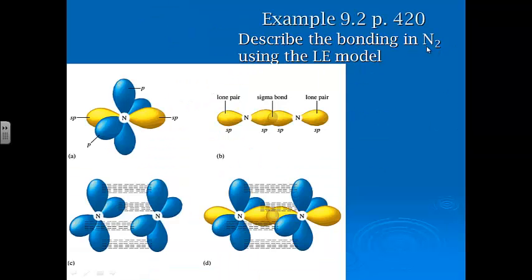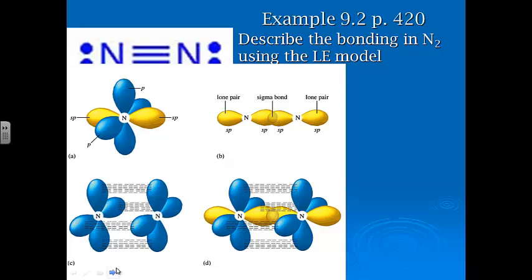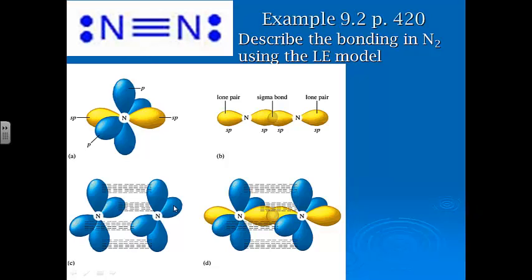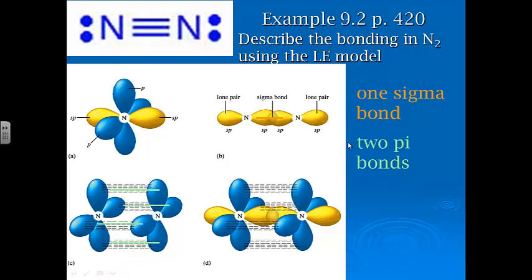Another example would be to describe the bonding in diatomic nitrogen using the localized electron model. Here you have 2 nitrogens that have to face, and so what we're going to end up with is an sp overlap because we need 2 orbitals in order to make this work. And since it's a triple bond, what we're going to end up with is 1 sigma bond with them facing head-on because we just need 2 orbitals to overlap, but we also end up with 2 pi bonds.